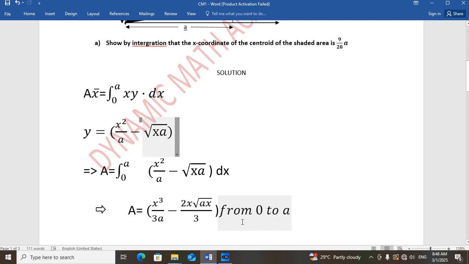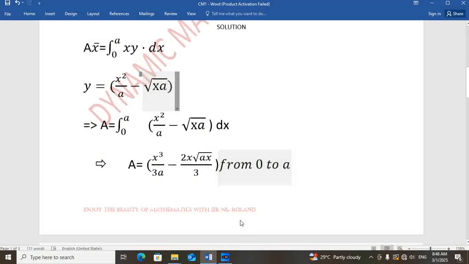Feel free to pause this video and evaluate this integral. You have the same answer. Okay, so let us continue by substituting the boundaries.